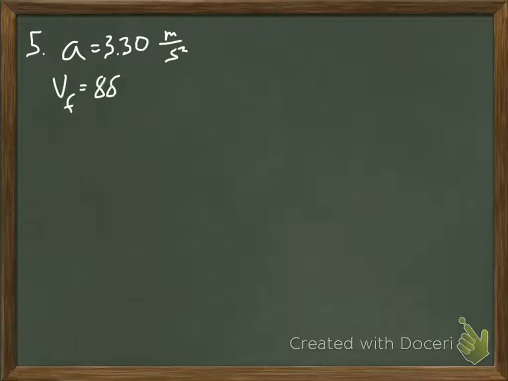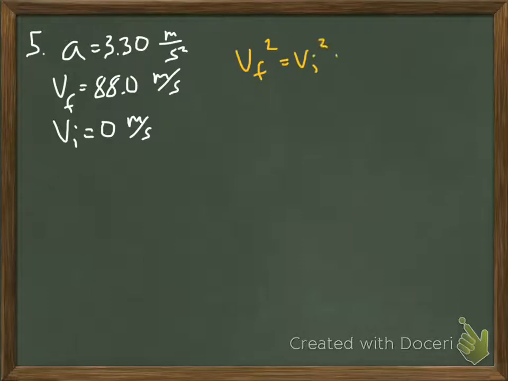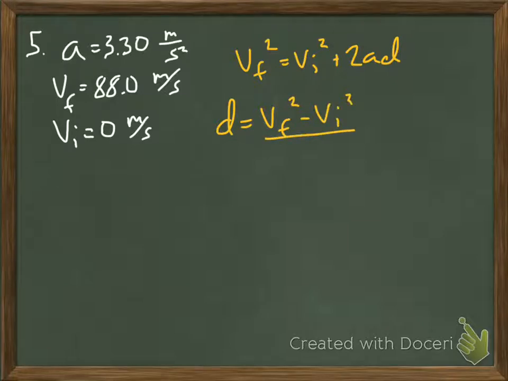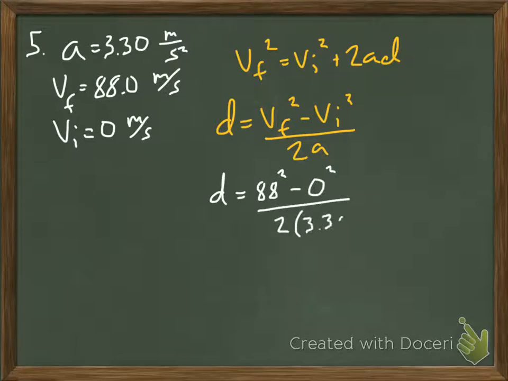In question 5, we have again the acceleration of an aircraft, the final velocity required for takeoff. We can assume that the initial velocity is 0. So our vf squared equation is convenient here. Let me rearrange and solve for displacement. And now we have everything that we need.